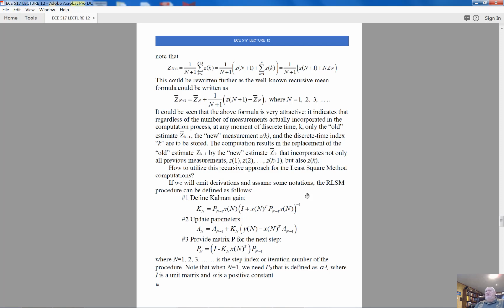This principle of recursive computation could be incorporated in the least square method procedure. And this would address the necessity for storing an ever-growing array of measurement data. But the least square method procedure also requires performing matrix inversions again and again. How to handle this situation?